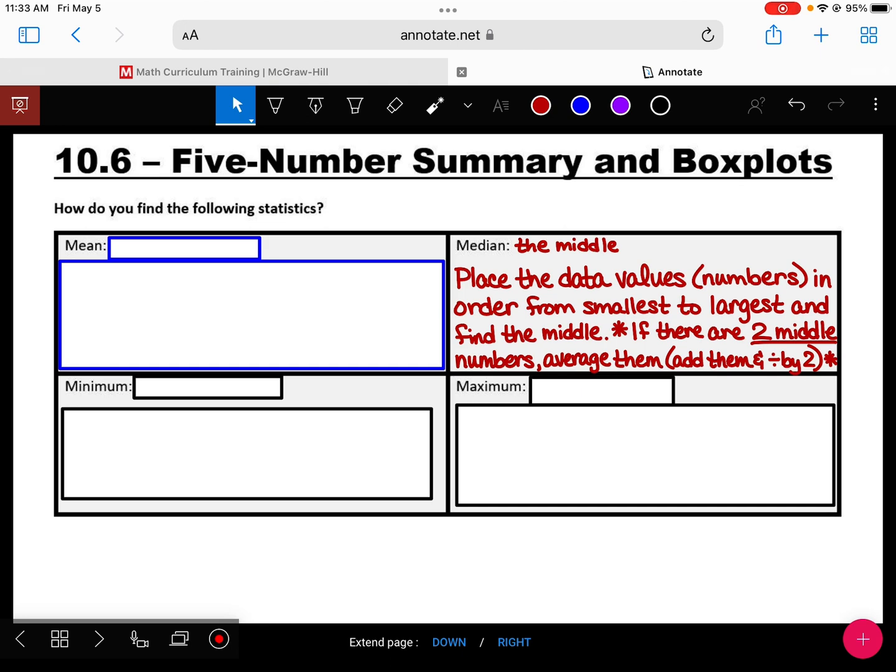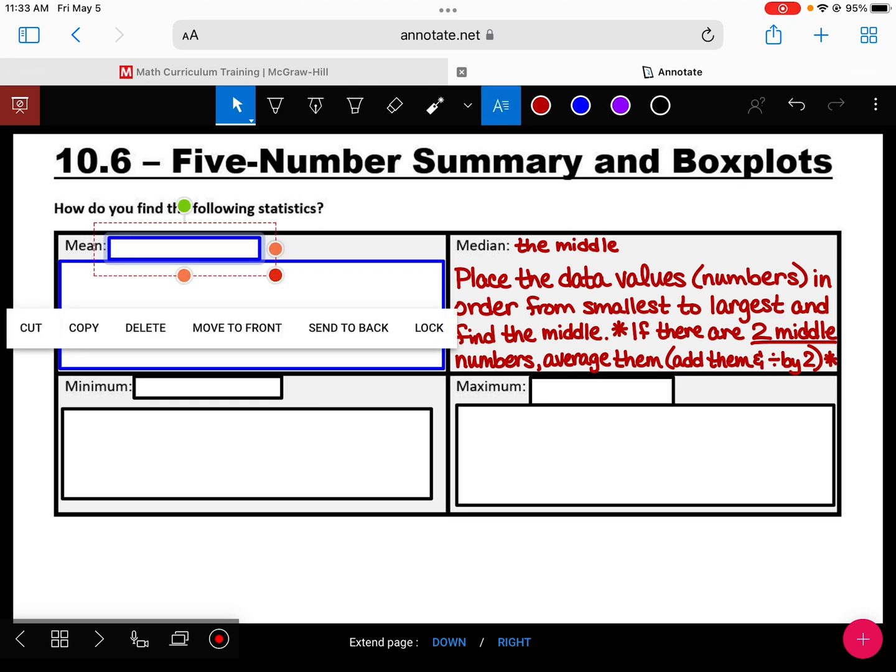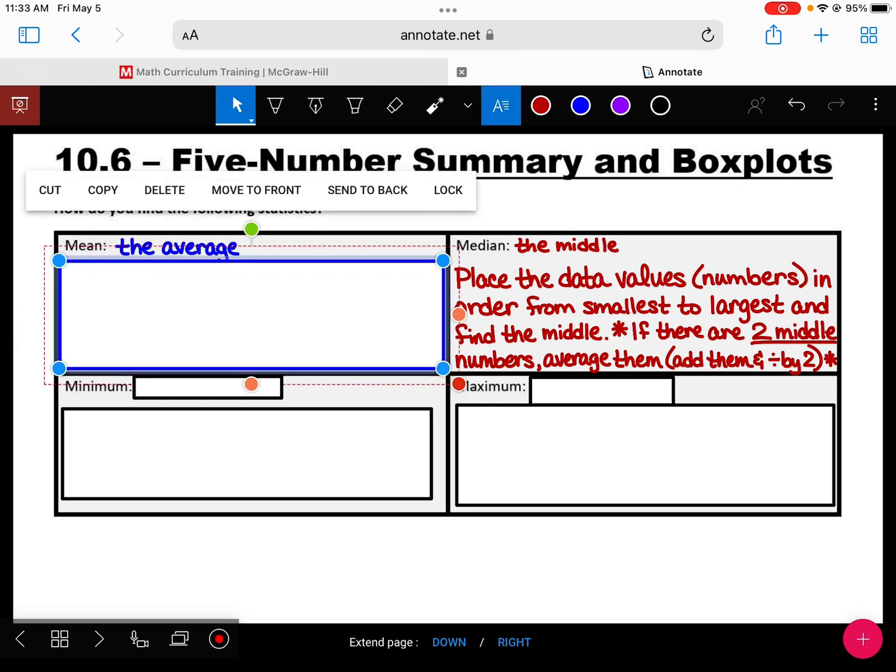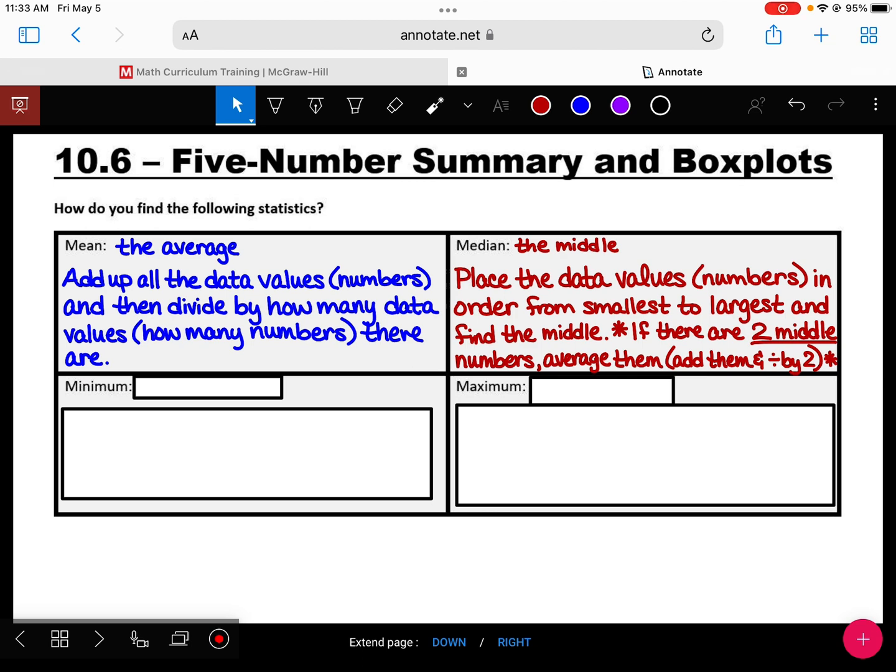What's the mean? How do we find the mean? Add them together and then you divide them by. Yes, that's absolutely right. The mean is the average. We're going to add up all the data values, add up all the numbers, and then we're going to divide by how many data values, how many numbers there are. Have you guys found the mean and the median in the past? Yeah. Cool. You guys have found statistics.